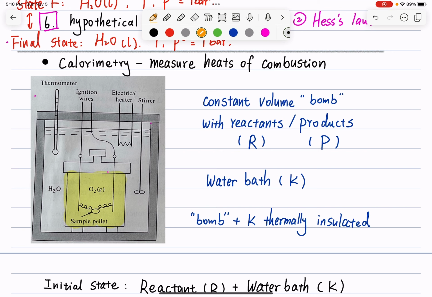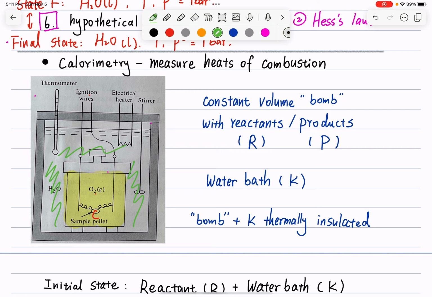Now it contains both your reactant and product, depending on the state of your reaction. In here, for example, if we're talking about a combustion reaction, you have some kind of sample pellet here, let's say carbon graphite. And you have ignition wires, so that upon ignition, the carbon starts to react with your oxygen gas.